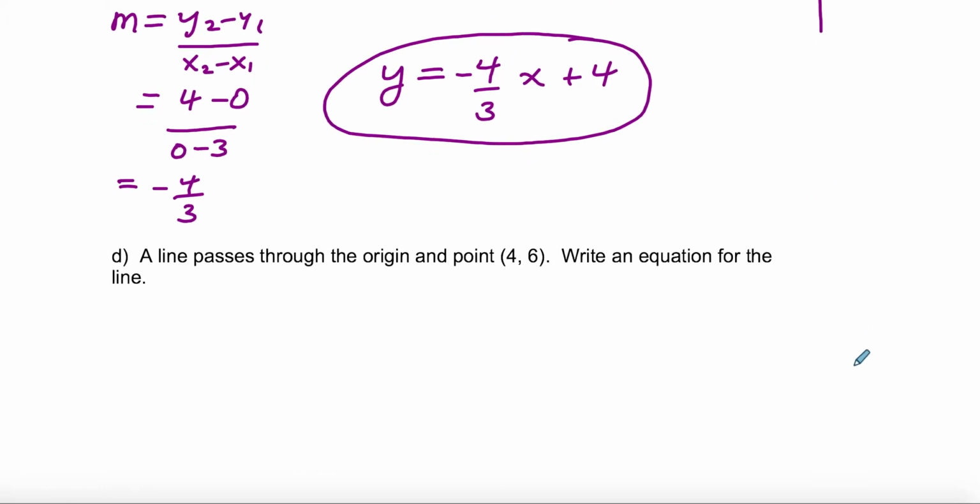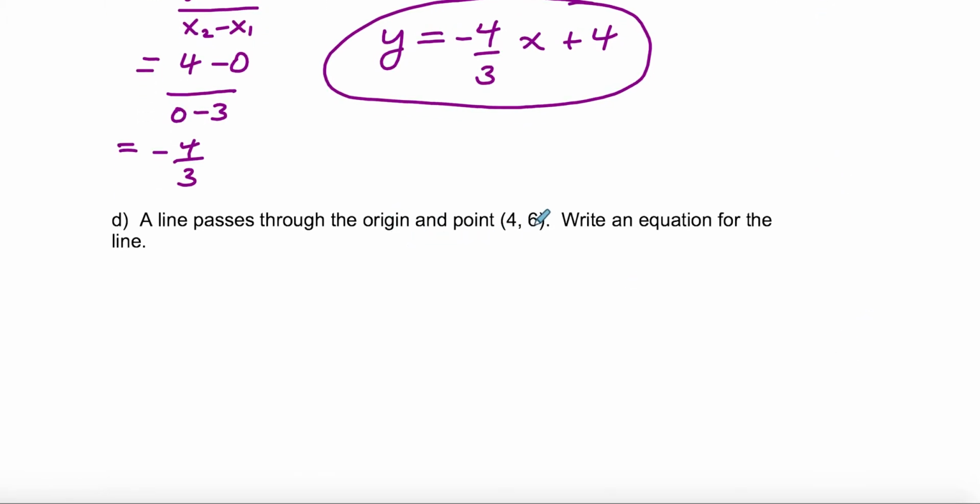Part D, a line passes through the origin and a point 4, 6. Write an equation for the line. So no graph paper, we are not going to graph it. We have to figure out what this means. So if a line passes through the origin, that's the center of the Cartesian plane. So that's 0, 0. And it goes through another point 4, 6. So write an equation for the line.